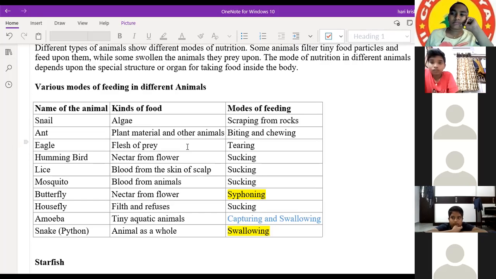If you take the snail, what kind of food will it eat? It will eat algae. Snail, algae, and the mode of feeding is scraping from the rocks. If you take ants, sir, they will eat plant material and other material like animals and nutrients or soil, and the mode of feeding is biting and chewing.